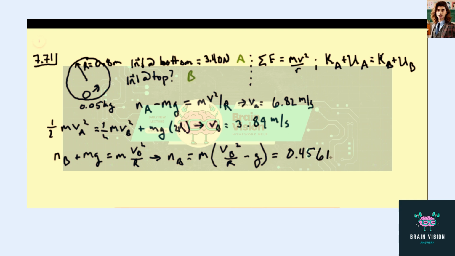And then this works out to be 0.456 newtons, which we can see is a fair bit less than at the bottom because it's lost speed, and also gravity is now pulling it inwards instead of outwards, and so the normal force doesn't have to be as high to counteract that if it's keeping the block in the track.